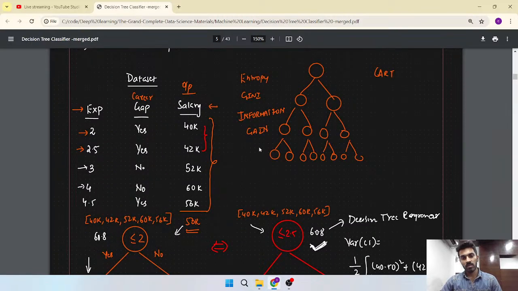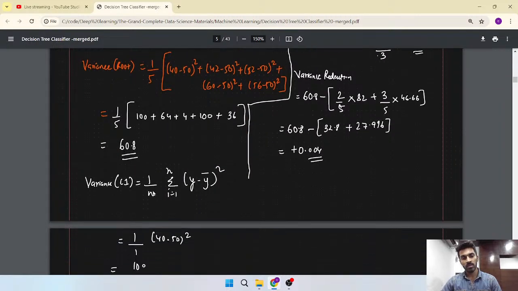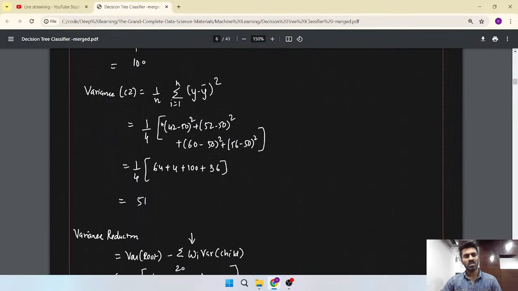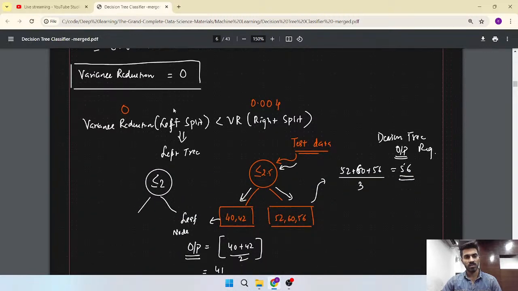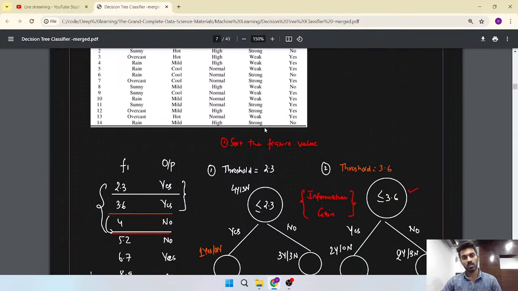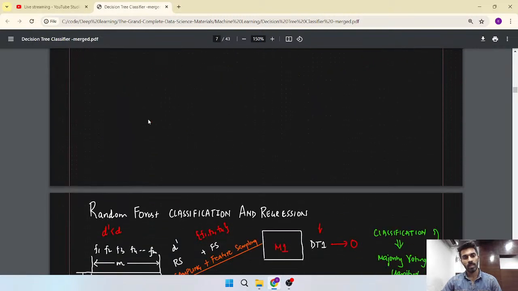In that case, to find the error, this is the formula for variance: y minus y mean, squared, divided by 1 by n. This is the simple variance reduction formula. Numerical value feature, we have already talked about this, or the feature value.